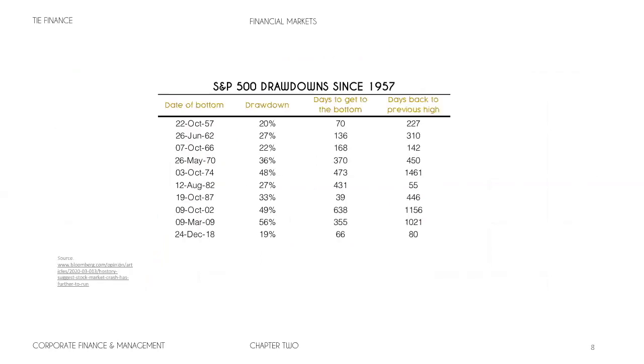Well, finally we get to the time to show you the historical data about previous crises and the days that it took to hit the stock market bottom. So here are listed all the economic crises since 1957, and these are the S&P 500 drawdowns. So you can see the date of the bottom, the drawdown percentage, and the days to get to the bottom.